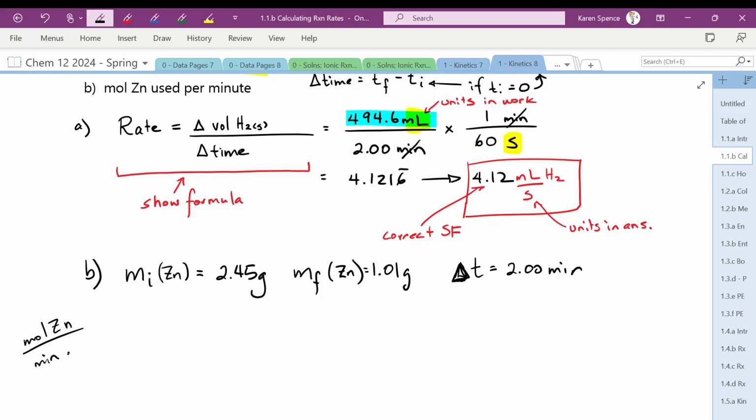But one good way is to start by showing the formula. So let's start it that way. We'll look at another way to do it in just a moment. Okay, so we have rate is equal to... And technically we want moles of zinc per minute, but we can do our conversion later and we can say, I'm going to find our rate in mass of zinc over time. Delta mass zinc over delta time.